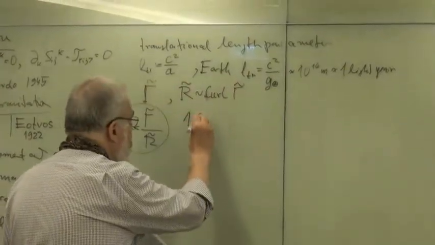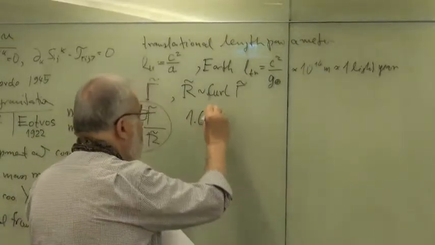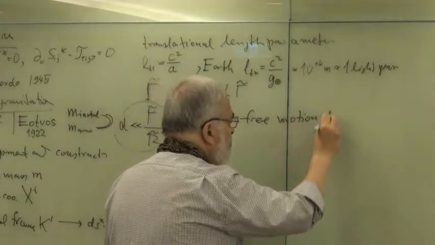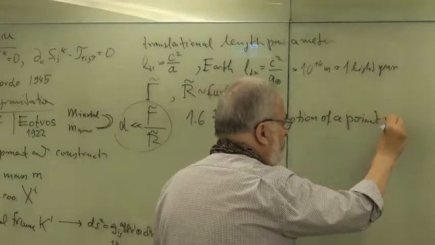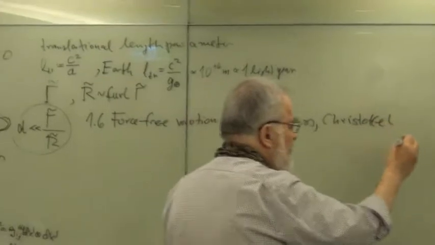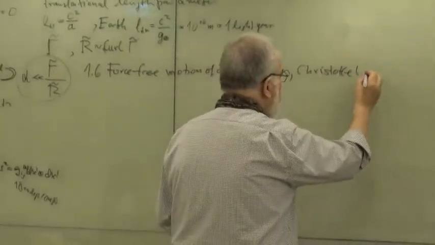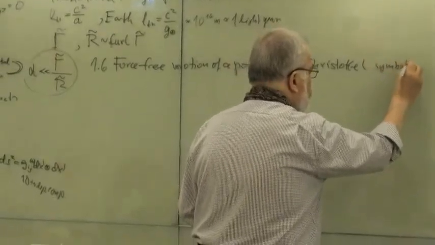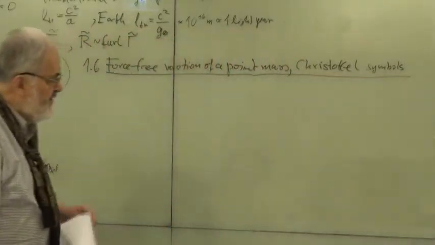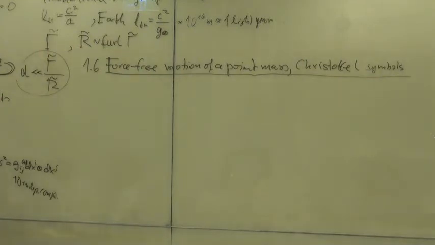Okay, section 1.6. Force-free motion of a point mass. Christoffel symbols. Christoffel was a German mathematician who published this around 1870 or so. He put a lot of Riemannian geometry on a formula basis. Even the curvature tensor was really written out explicitly by Christoffel, so originally it was called the Riemann-Christoffel tensor. That was too long, so we forgot him.